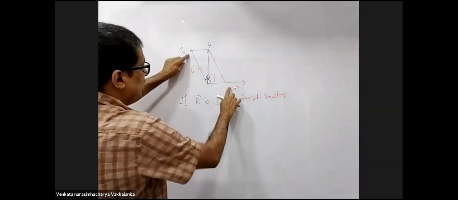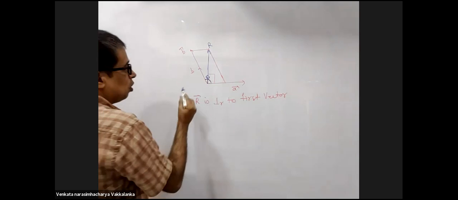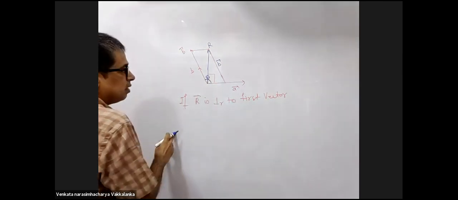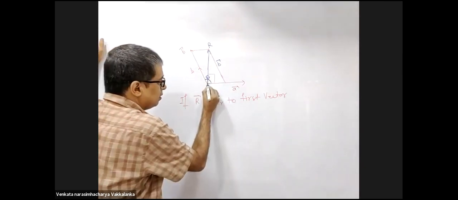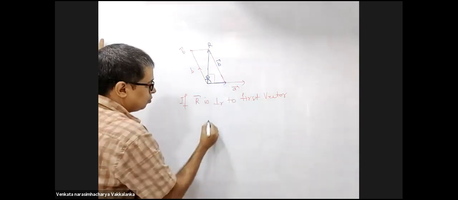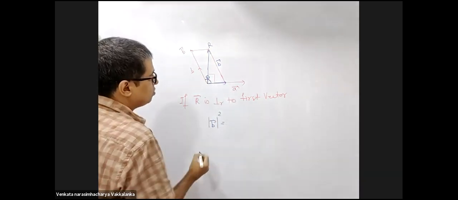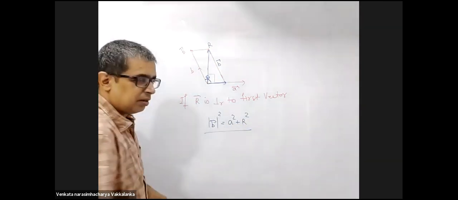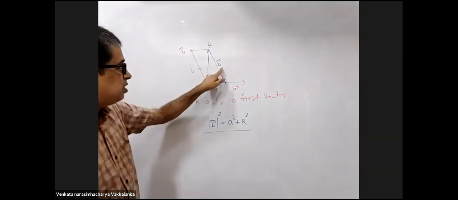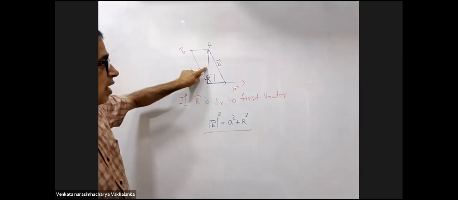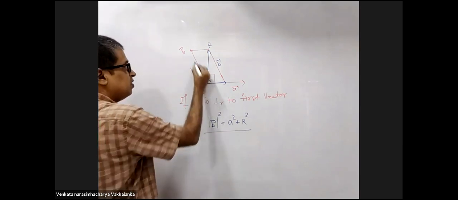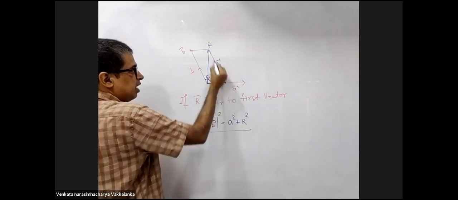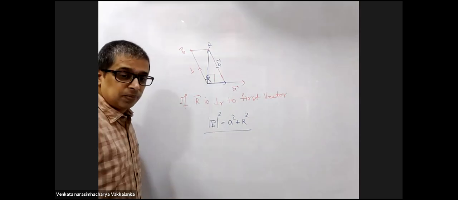This is A. But temporarily, how do you want me to solve this problem? Observe carefully. If this is B, and this is A, then I can write B square is equal to A square plus R square. Pythagoras theorem. It's a parallelogram, so this is A and this is B. B square is R square plus A square.